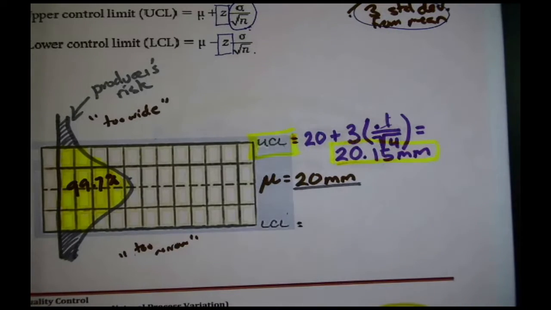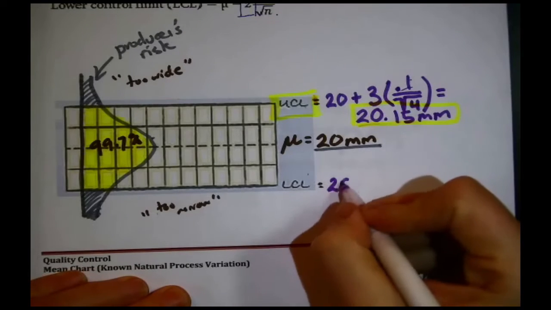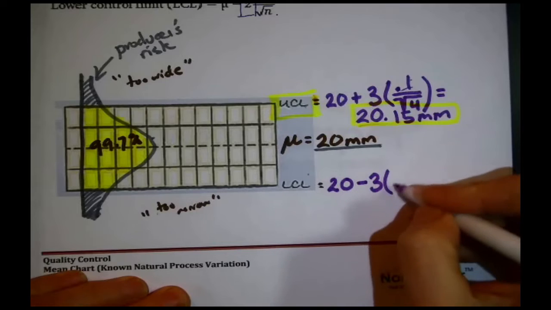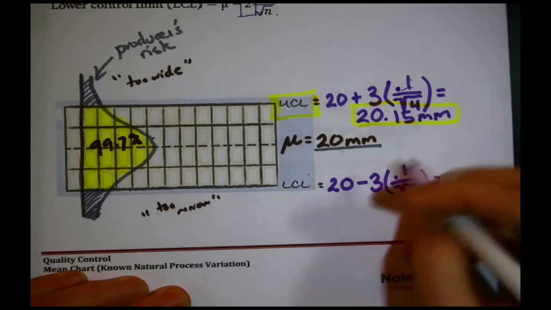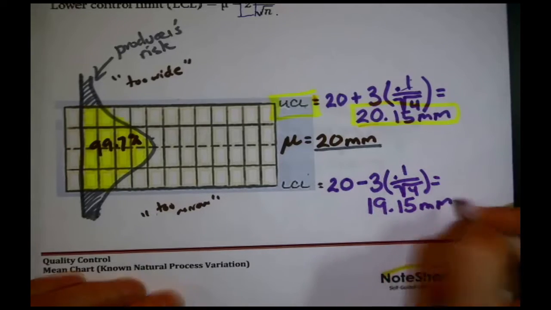For the lower control limit, almost the same scratch work, just be careful, it's 20 minus z equals 3 times 0.1 divided by the square root of 4, or I get 19.15 millimeters.